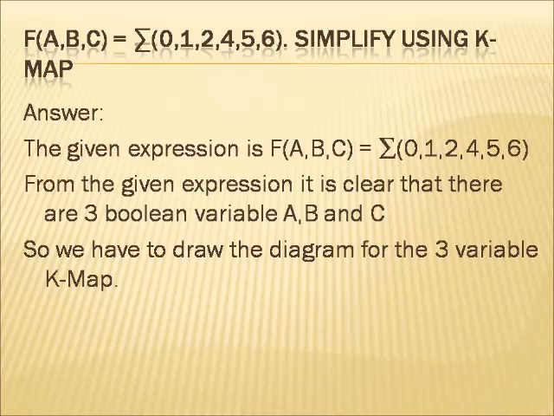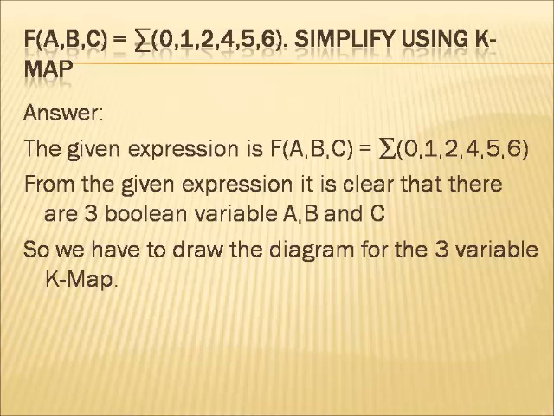Okay. So our first question, f of ABC is equal to sigma 0, 1, 2, 4, 5, 6. We have to simplify this using the K-map. As you can see in this question, the expression is given in the cardinal form. You know what is a cardinal form? Cardinal form means the Boolean expression is expressed in terms of numbers, right?